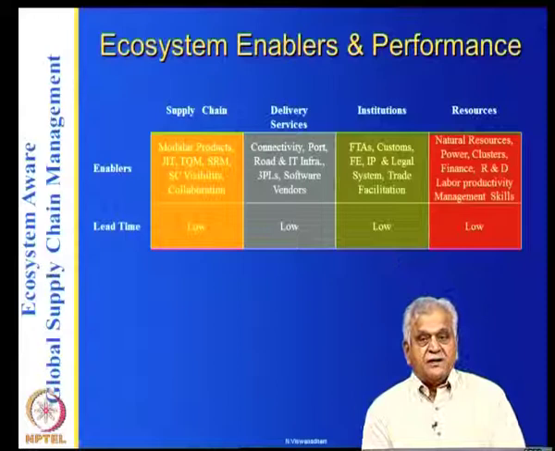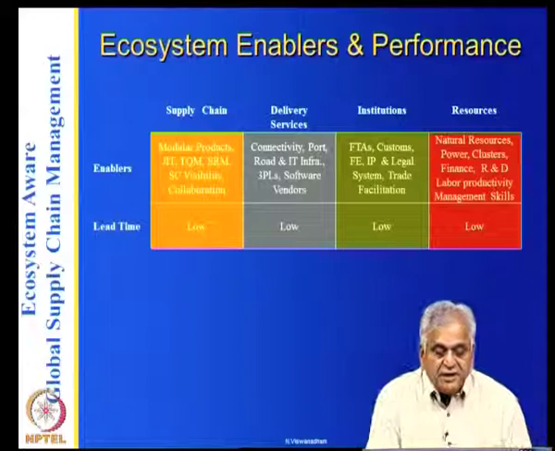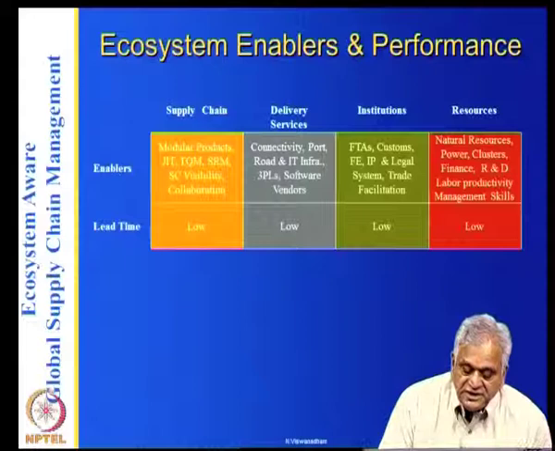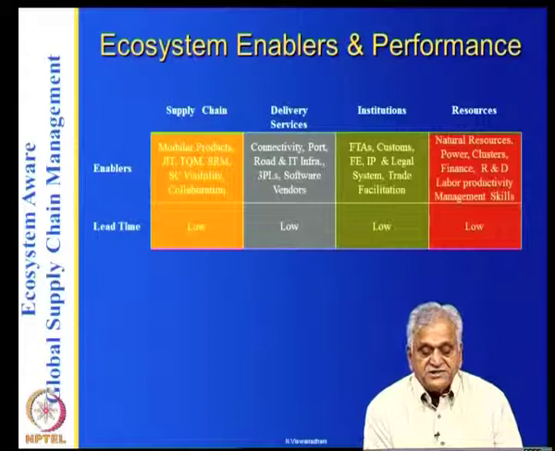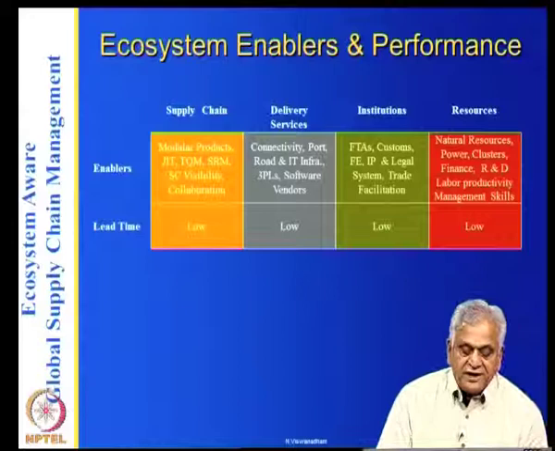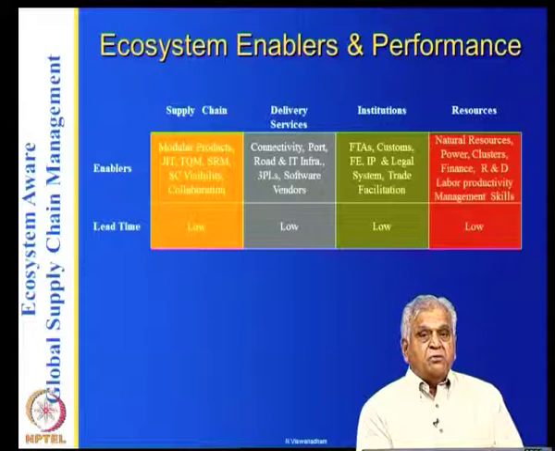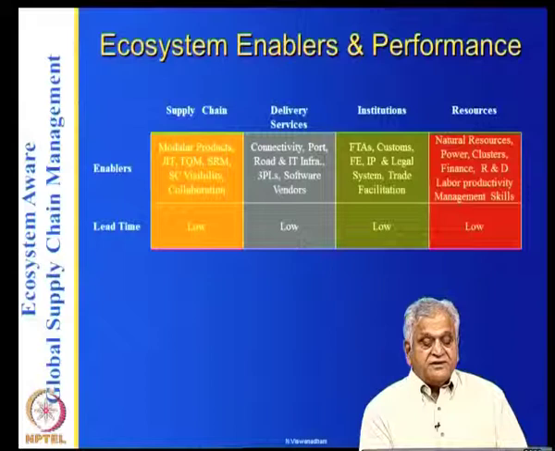Now, if I have all these enablers, what happens to my lead time? In the supply chain, I have all good things, so my lead time will be low. In the delivery services, I have connectivity, ports, IT infrastructure and all that, and I have 3PLs who will do an excellent job, so my lead time will be low. And I have institutions, good customs, good legal system, good trade facilitation, then my lead time is low. I have all the resources that I need, I get the finance, everything is efficient, my lead time is low. So all the enabling factors needed for a good supply chain are in place, and my lead times are low.